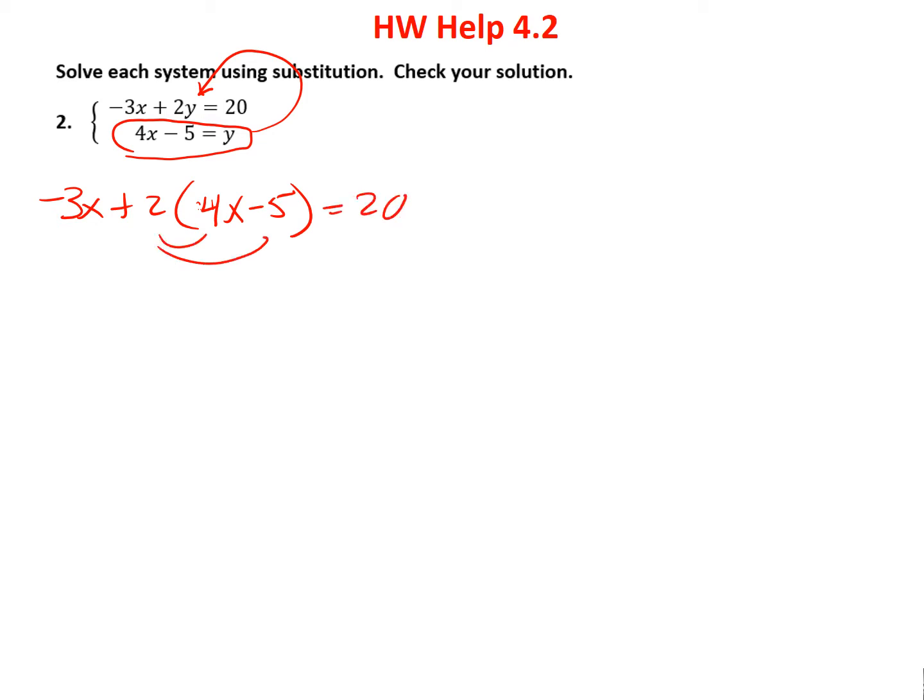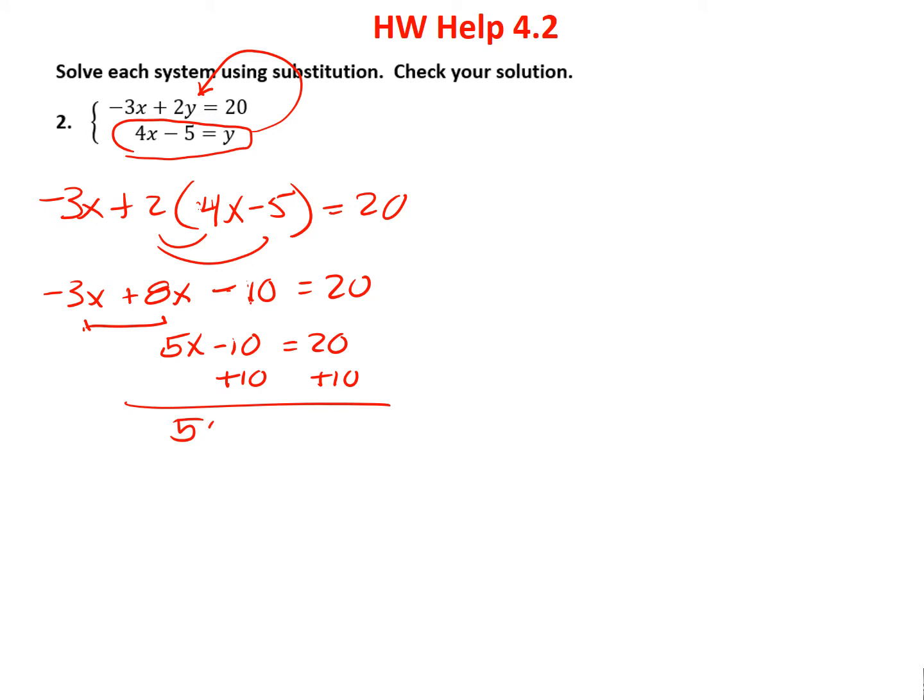So we'll distribute first here. Minus 3x plus 8x minus 10 equals 20. Combine terms here. Minus 3 plus 8 is 5x minus 10 equals 20. Undo the minus 10 by adding 10 to both sides. And we get 5x equals 30, a lot easier than the first problem. Divide both sides by 5 to undo the multiplication here, and we end up with x equals 6.